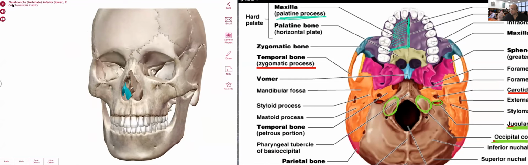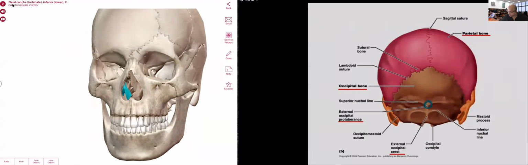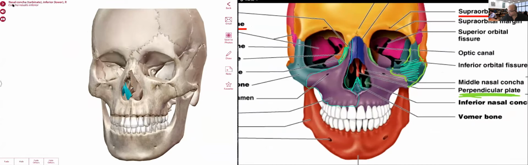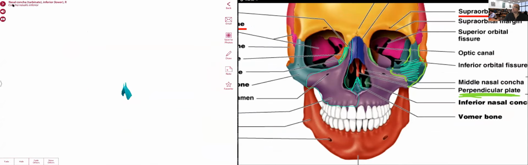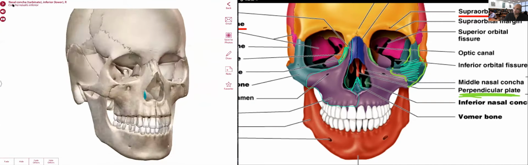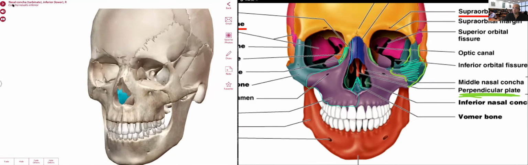Is this going to be my inferior or lower nasal conch? Inferior or lower nasal conch on here, it's a separate bone. So if I remove all the other bones that this is articulating with, I will see that it's a separate bone. This is my lower or inferior nasal conch. How about the superior and middle nasal conch? Those are part of the ethmoid bone.